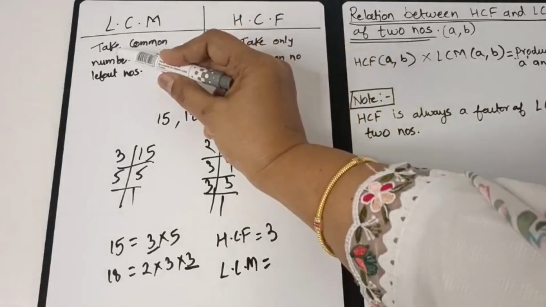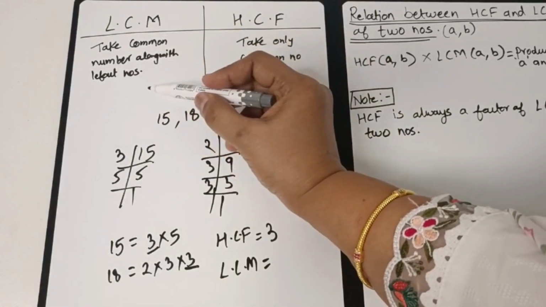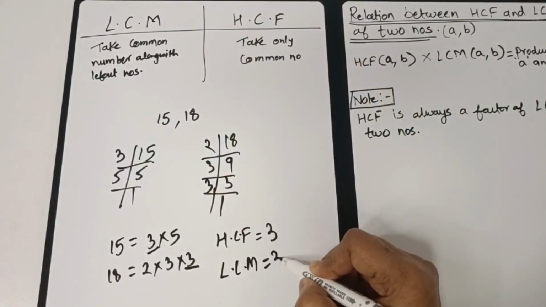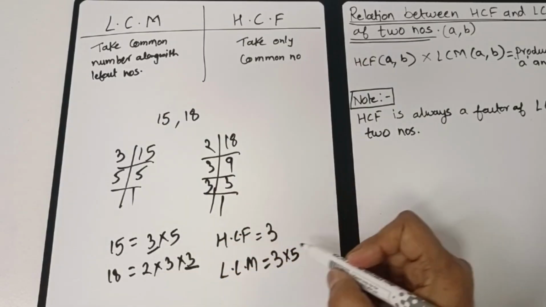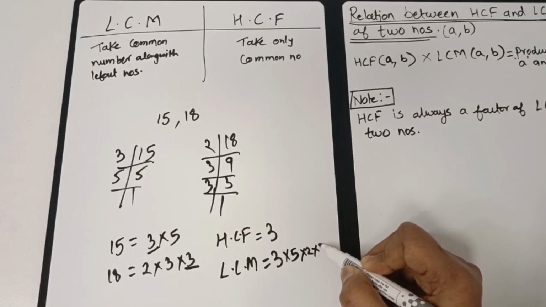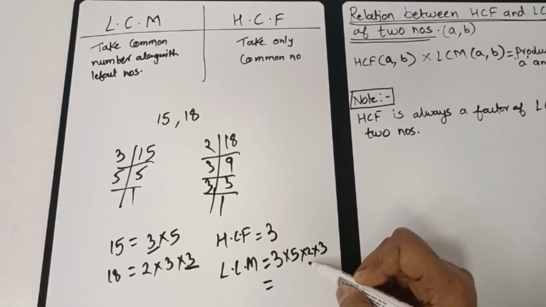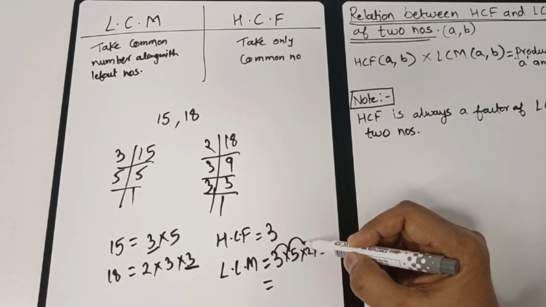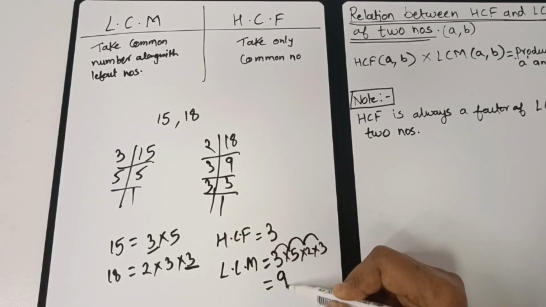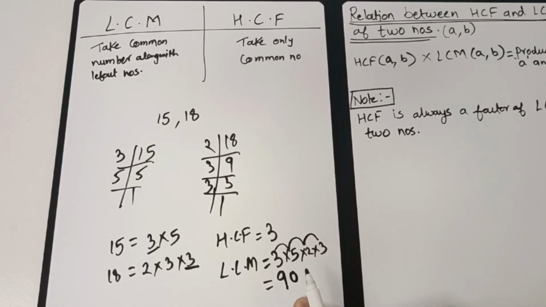For LCM, again, take the common number along with the left out numbers. So the common number is 3, and the left out number from the first number is 5. From the next number it is 2, and then it is 3. So if you multiply this, how much will you get? 15 2s are 30 and 30 3s are 90. So you get LCM as 90.